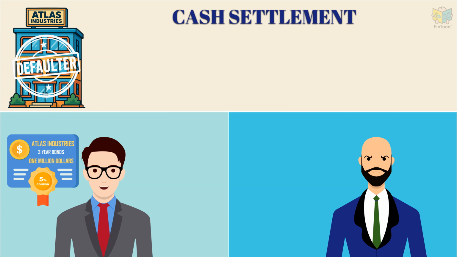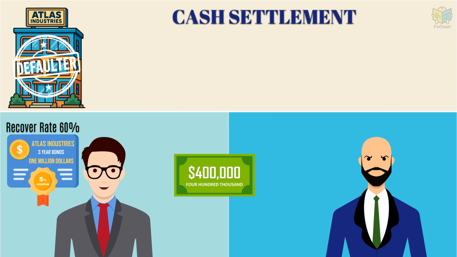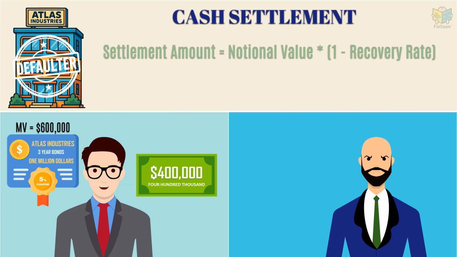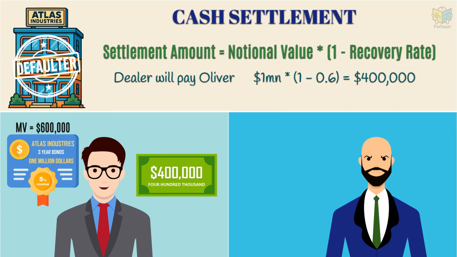For example, if a bond has a face value of $1 million and the recovery rate is 60%, the CDS payout would be 40% of the face value, or $400,000. Mr. Oliver keeps the bond, which now has a market value of $600,000. The settlement amount is calculated using the formula shown here. You can pause the video now to take a look. Remember that in cash settlement, the underlying bond is not exchanged between the parties.